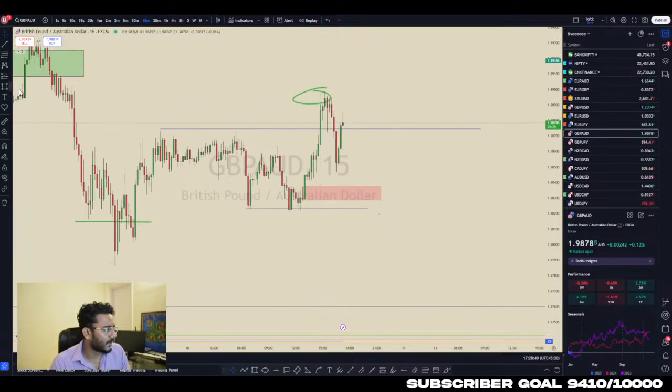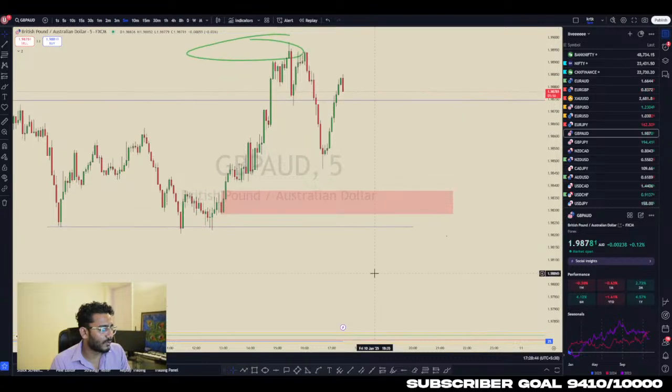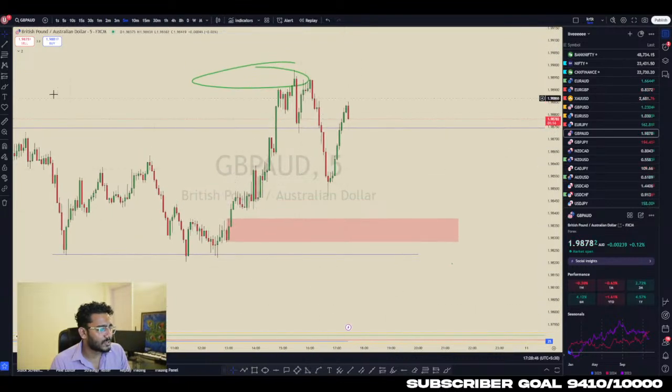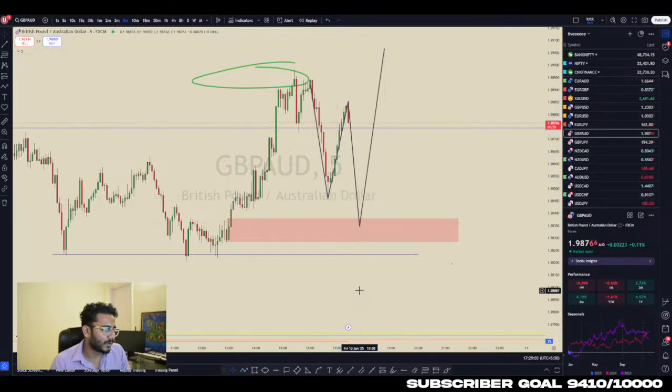Because price has already mitigated this high, the reason I think price will come lower is because there is no liquidity over here, right? Price created this low, and in this leg there is no liquidity. Price just came and started to go up. So I think a lot of buyers are trapped here, and then price will sweep this low and can continue to the upside if price wants to continue to the upside.